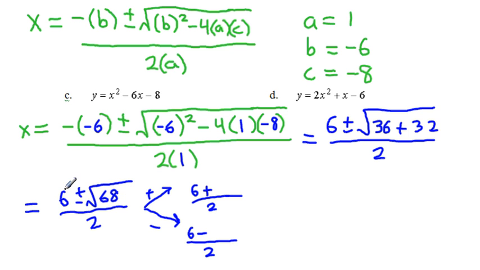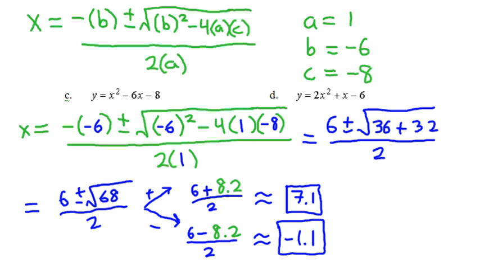It's still 6. So either 6 plus the square root of 68, which is about 8.2. So one possibility is 6 plus 8.2, all divided by 2. The second possibility is 6 minus 8.2, then all divided by 2. And here's the rest of the calculation. Take a calculator, do 6 plus 8.2, equals, divide that by 2, you get about 7.1.